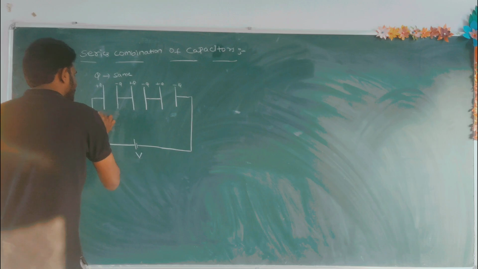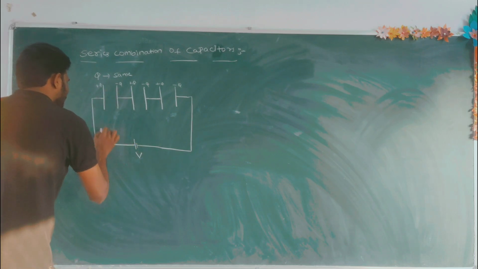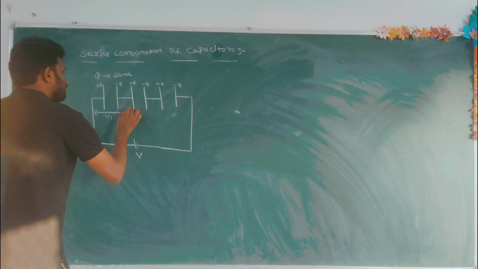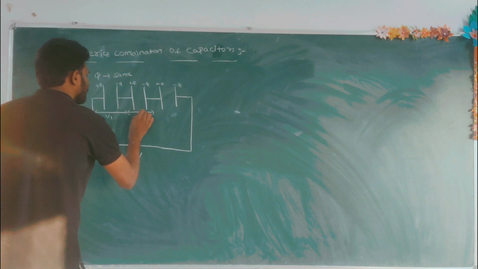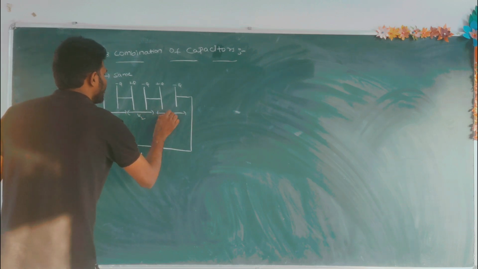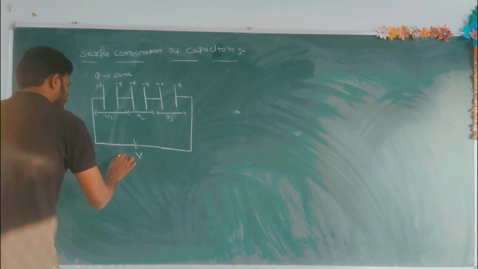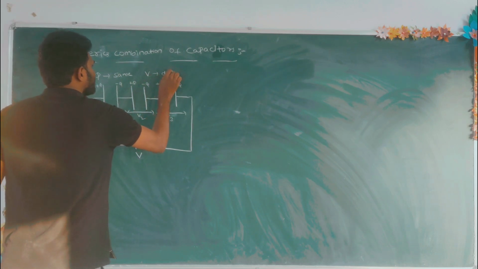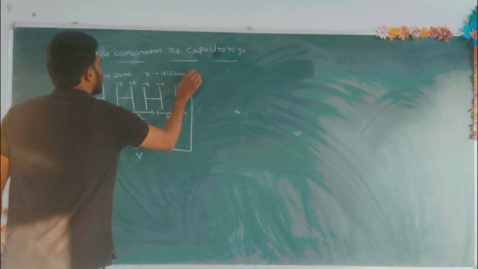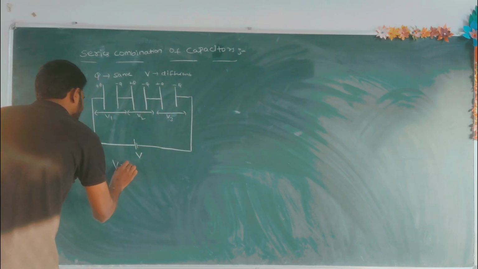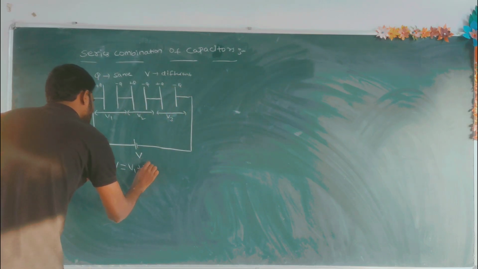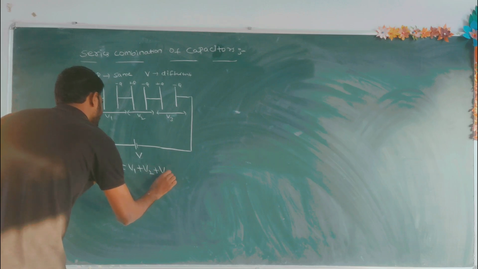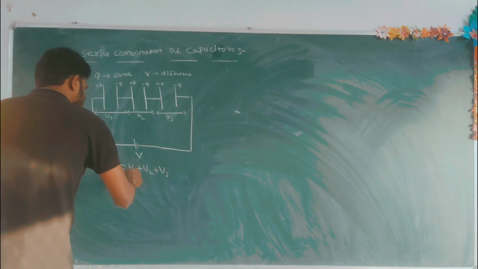Charge is the same. See, the total potential difference is equal to the sum of the individual potential differences. This plate will have potential difference V1, this plate will have potential difference V2, this will have the potential difference V3. So in series combination, Q is the same, but V is different. The total potential difference V equals V1 plus V2 plus V3. What is this V1, V2, V3?